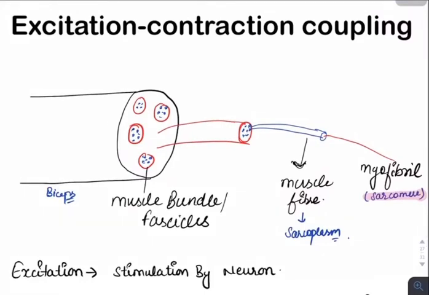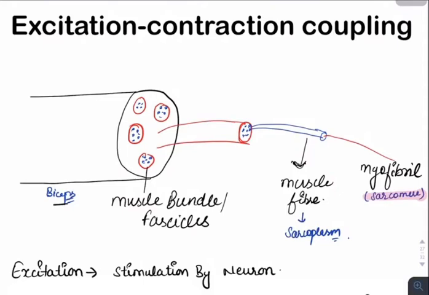Hello everyone, today we will discuss the excitation contraction coupling mechanism in muscles. First of all, we'll cover the basic anatomy of muscle: muscle fibers and myofibrils, and what all these are. So suppose this is a biceps muscle.